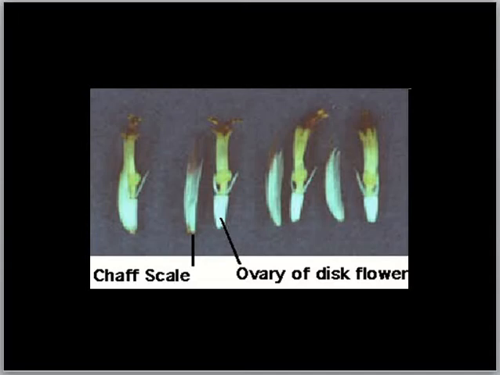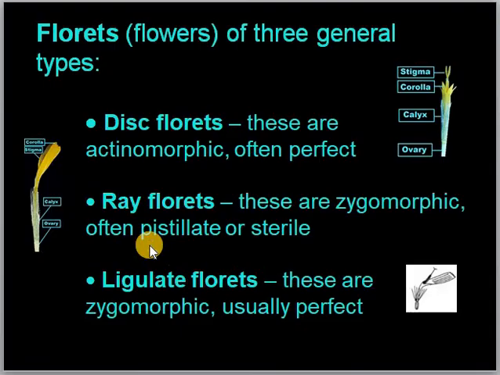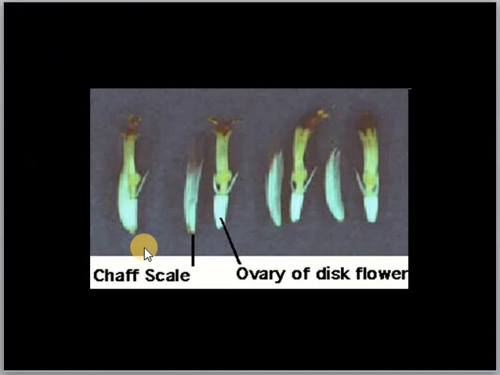And if you see the florets, as I told you, there are some florets towards the periphery. They are called ray florets, and smaller florets are called disc florets. These are the disc florets where you can see a scale-like structure, and it is called chaff scale. And there is an ovary at the base, and these are the ovaries of the disc florets.